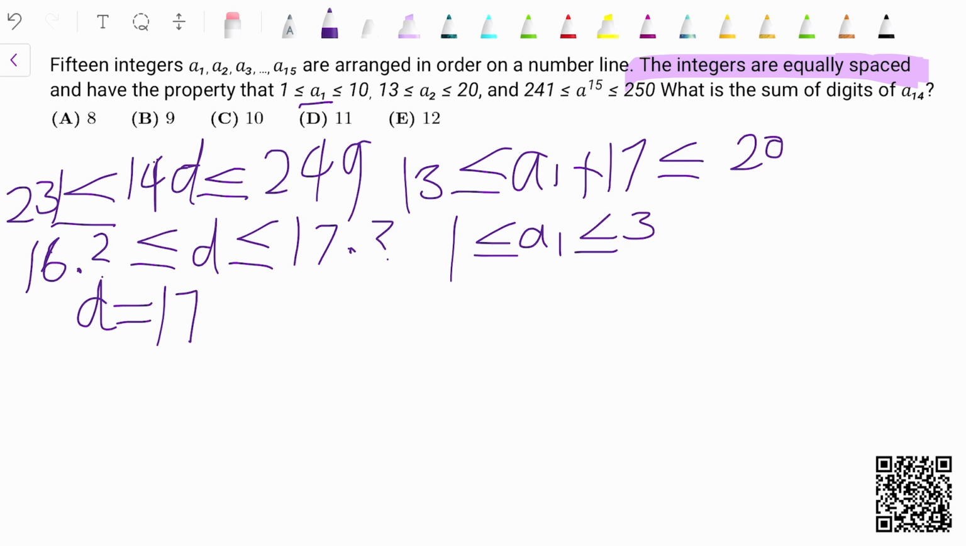Now that we know the approximate area in which A1 is located, we can do a little bit of hijinks solving to see if any of them work. Personally, this is where my own path starts diverging into a new solution. But basically, since it has a distance of 14d away from A1, and the distance is 17, we have 17 multiplied by 14, which is equivalent to 238. That means that A1 plus 238 has to be within this distance.